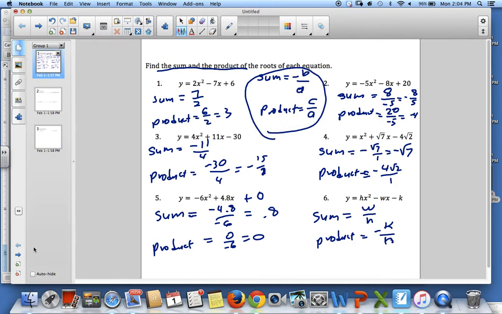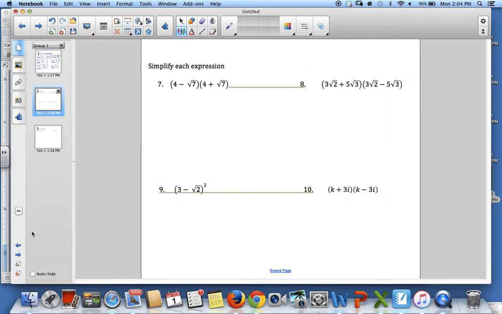Okay, let's look at the next set of problems. These ask you to simplify. Basically what we're going to do is FOIL. So 4 times 4 is 16. 4 times the square root of 7 is plus 4 square root of 7. Negative square root of 7 times 4 is negative 4 square root of 7. Square root of 7 times square root of 7 is 7, but it's negative times a positive, so minus 7.